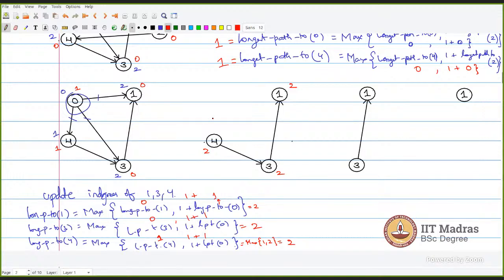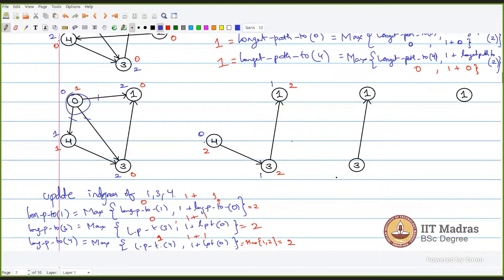Now update the in-degrees also. After removing vertex 0, what is the in-degree of 4? It is 1. Right, so now again you get a DAG. So again follow the same process. What do we have to do? We have to remove vertex 4, along with the edges which are incident to it. After removing this, we get this particular graph.